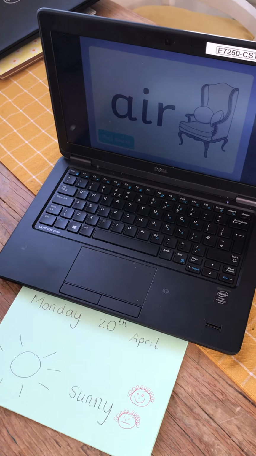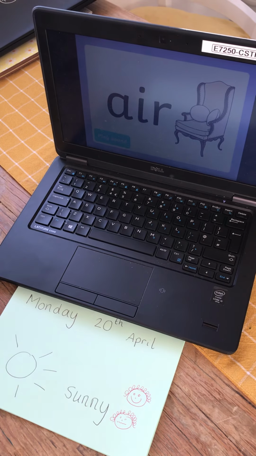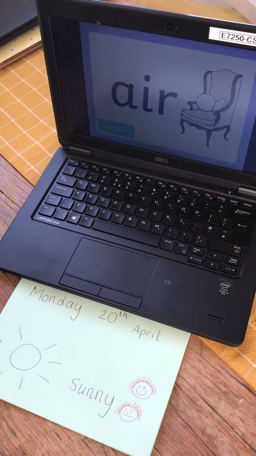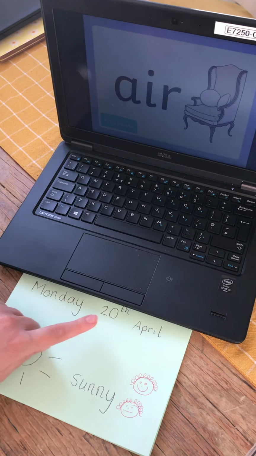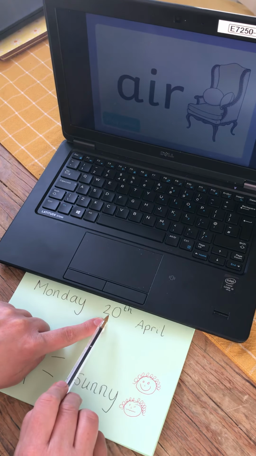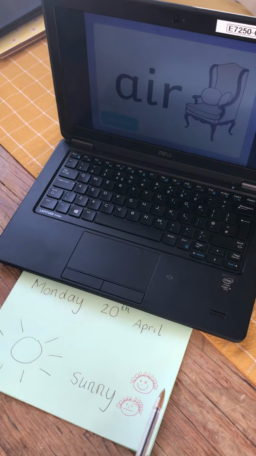Just a quick guide for Monday the 20th of April. You might like to start the day by introducing to your child what day it is. They're very used to that with Miss Skinner and I. We always introduce what day it is, what's happening on that day, the date, and we use that as a maths tool as well, with adding one more, talking about what month we're in and what year we're in.